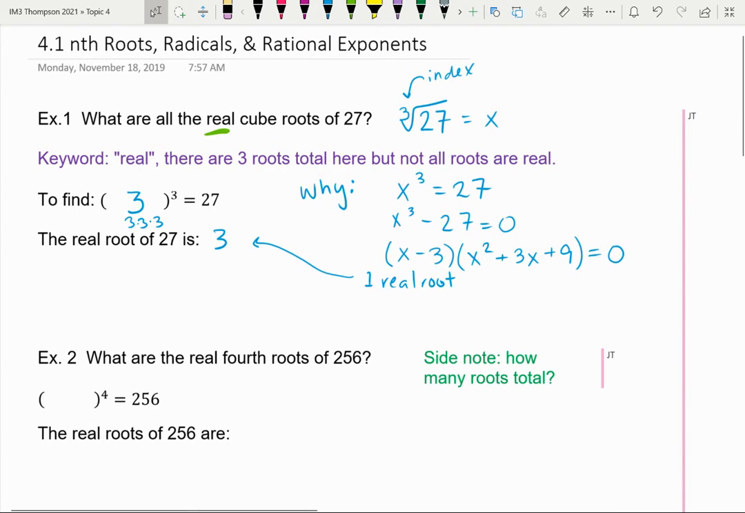This other factor right here, x squared plus 3x plus 9, I'm not going to go through the process of doing the entire quadratic formula, but this one right here is going to give me 2 imaginary roots. I'm going to change that. 2 complex roots. They might be imaginary, but complex covers more.